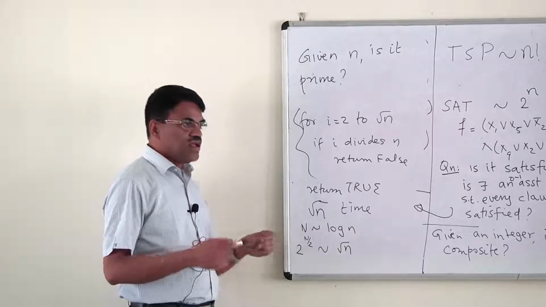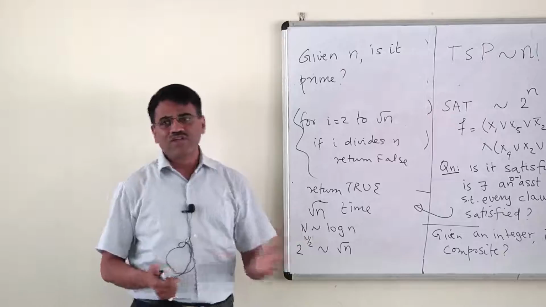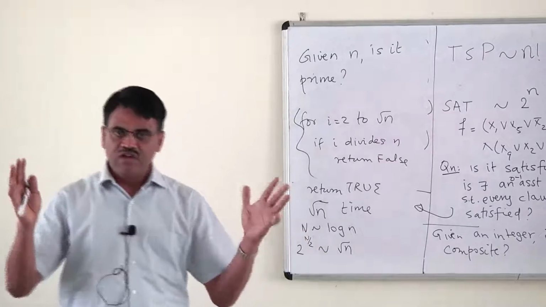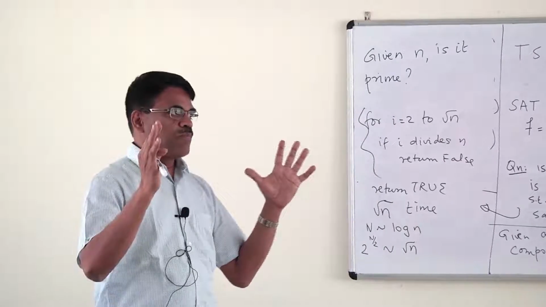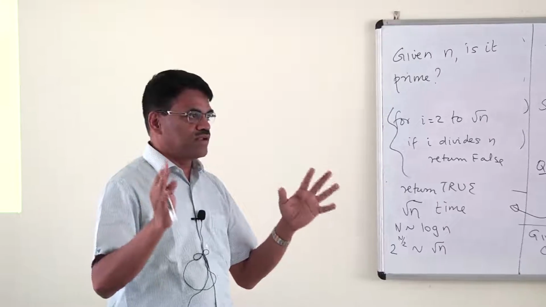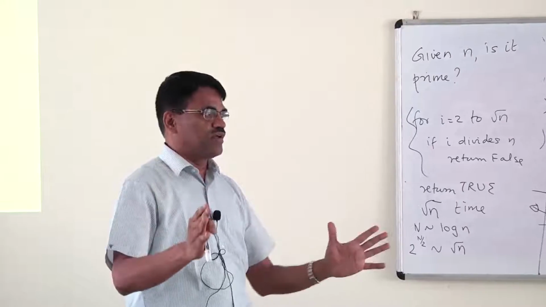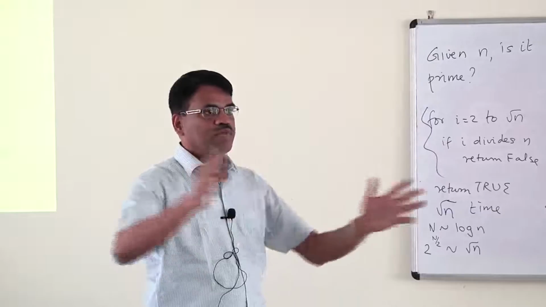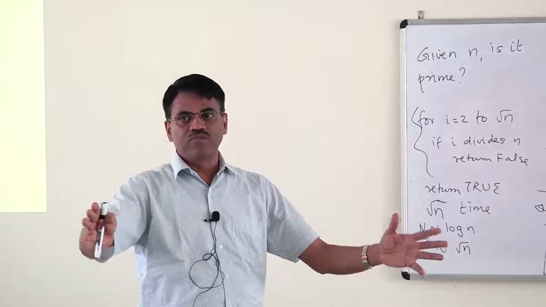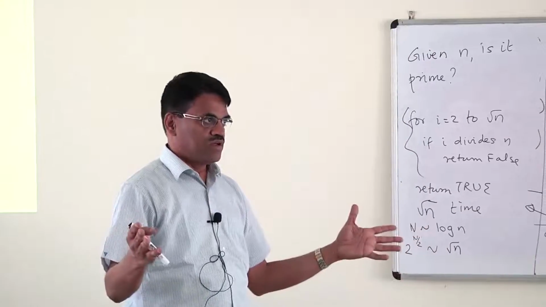N is log n, because what is the motivation here? If I want to know whether a 50-digit number is prime or not, a feasible algorithm should take time polynomial in 50, not polynomial in the value of the number, because that is huge.